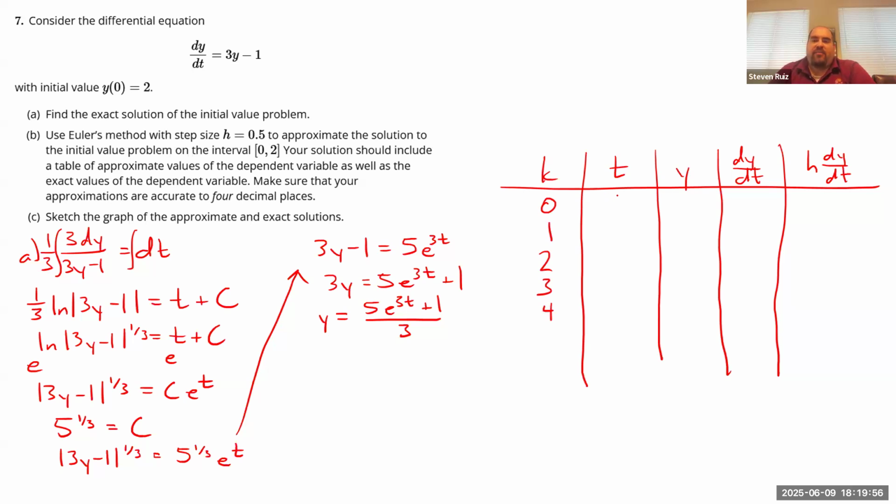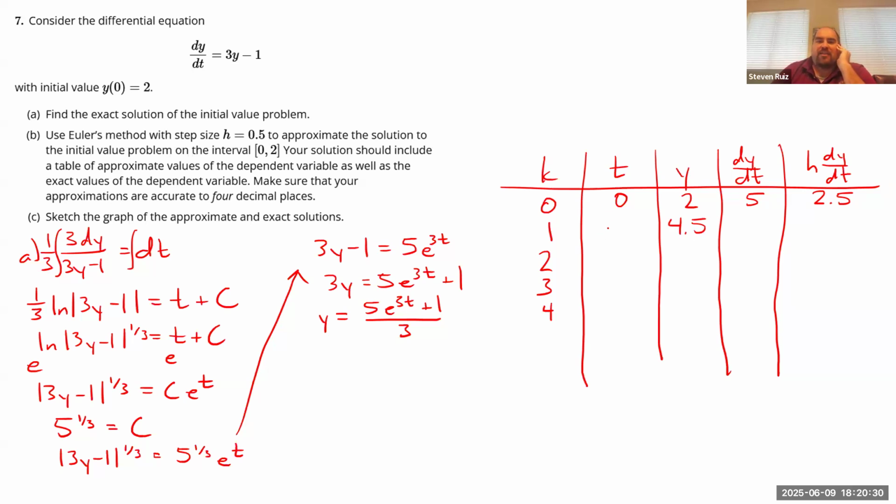So initially I have a t value of 0, y value of 2. What's my initial value of dy/dt? 3 times y is 6 minus 1, which is 5. What is h times 5? So h is 0.5, so half of 5 is going to be 2.5. That h times dy/dt basically gives us our change in y. So 2.5 plus 2 is 4.5.